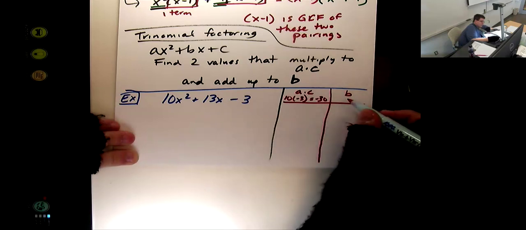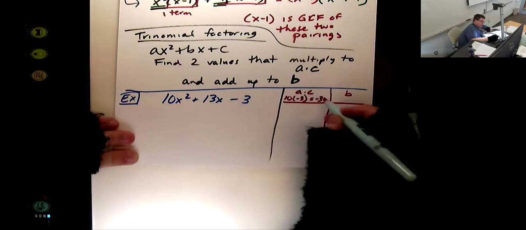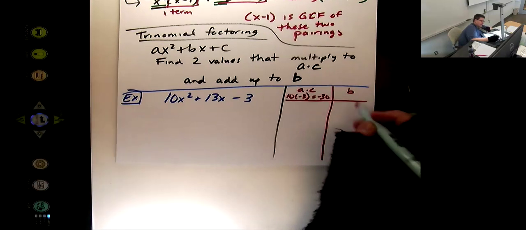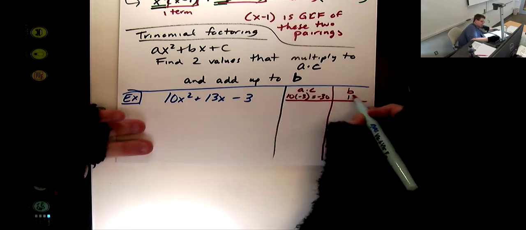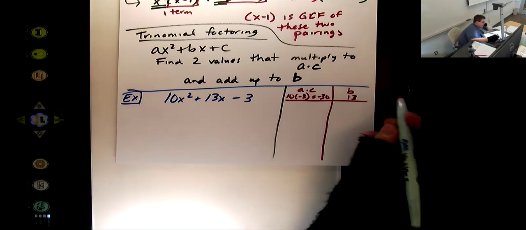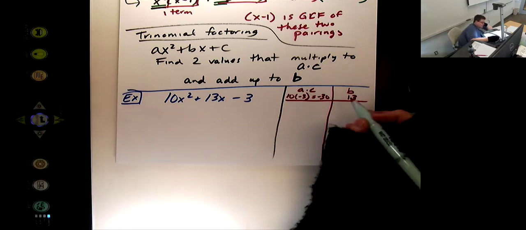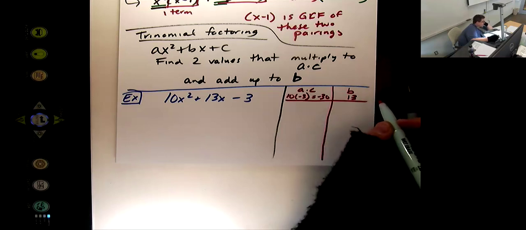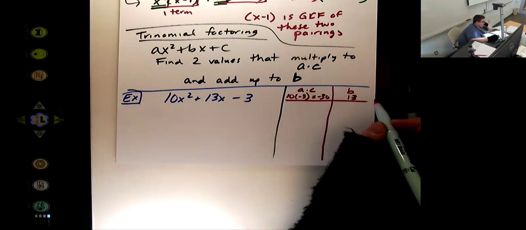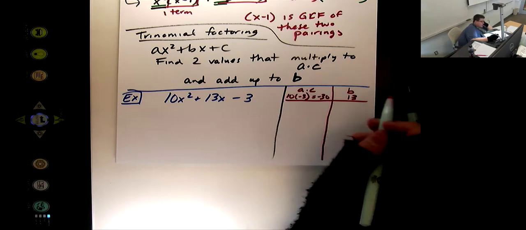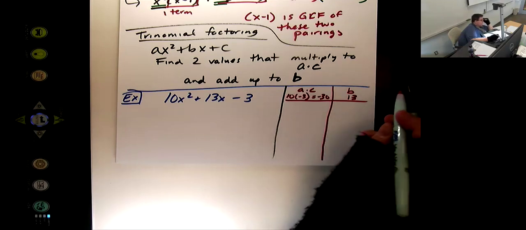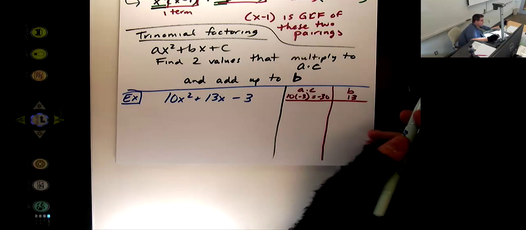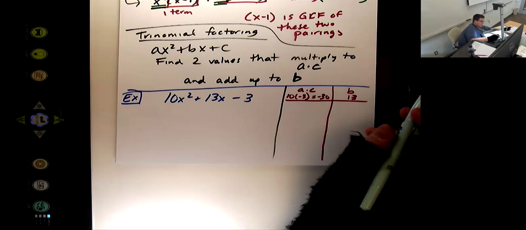B is some combination of the factors. We don't know what they are, but it needs to add up to 13. Everyone with me? All right, so here we can do a little bit of logic first. This will help narrow things down.